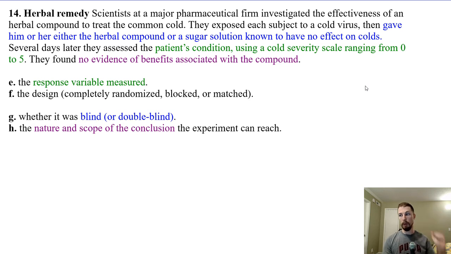So if everyone got better the second time, even though they had placebo the second time or whatever, then that would suggest that it wasn't actually the herbal compound that made them better. It was the fact that they had already fought off the virus before, and so they kind of built up an immunity to it. So anyway, kind of cool thinking about this stuff.